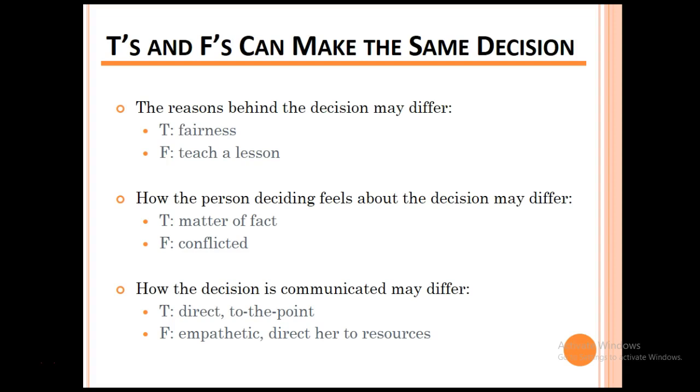However, T's and F's can make the same decision, so you can come to the same place. The reasons behind the decision may differ, though. Thinkers are going to be more focused on fairness, whereas feelers may be focused on teaching a lesson to the person. How the person deciding feels about the decision may differ. Thinkers are going to be more matter of fact. Feelers are going to be more conflicted and worried. How the decision is communicated may also differ. Thinkers are going to be more direct and to the point. Feelers are going to be more empathetic, and direct your partner to resources.